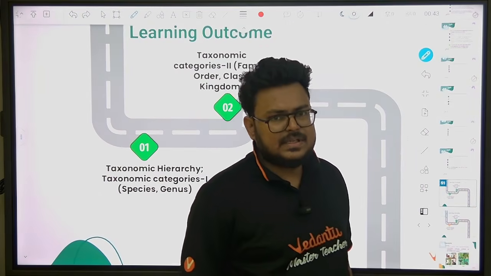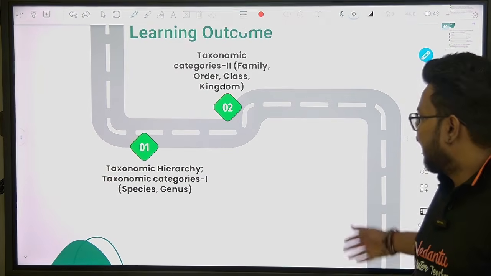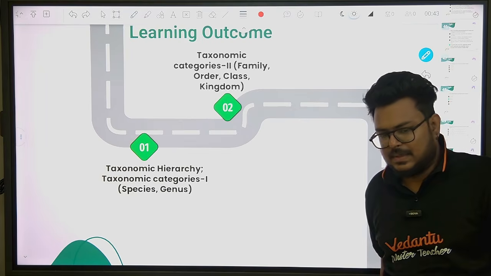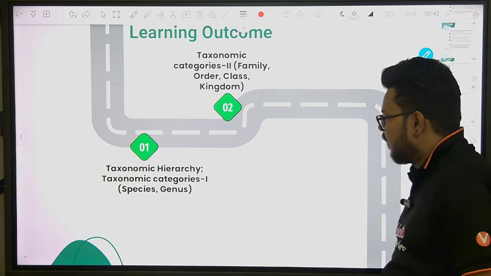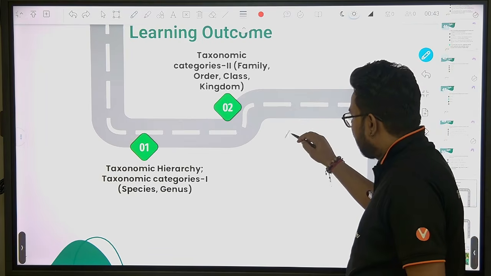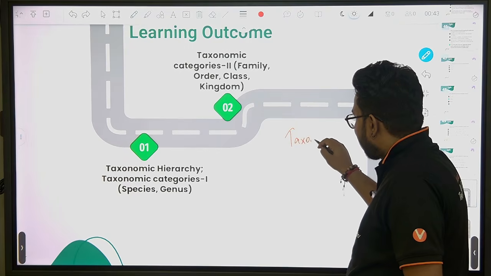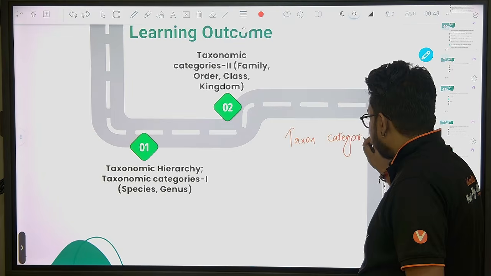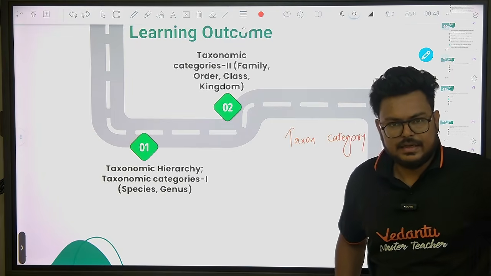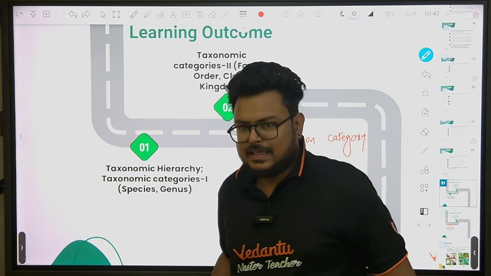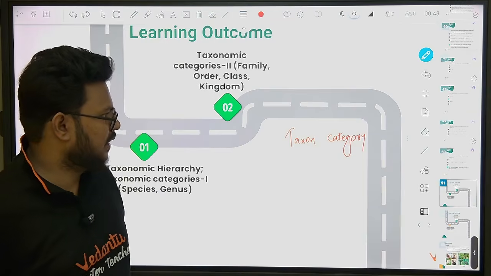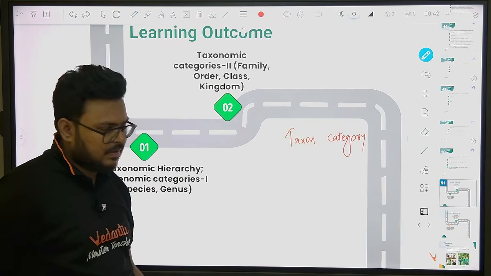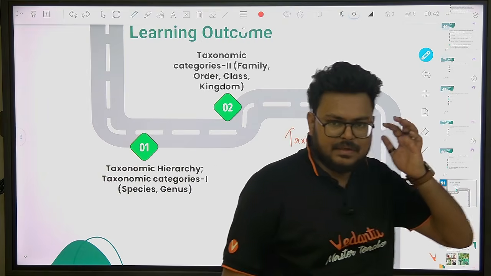The next part we have is taxonomic categories or hierarchies. There is one thing I have noticed multiple times: students are always confused between taxon and category. Multiple times they have the same confusion about what is taxon and what is category. By the end of this topic, when we have covered everything, this will be sorted.